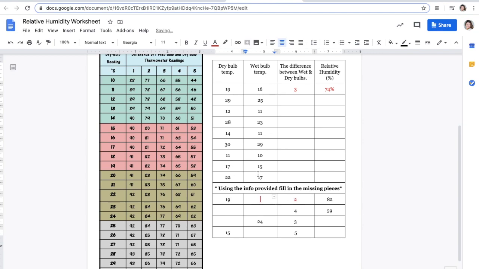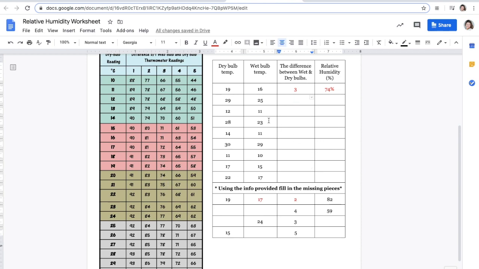Now I need to figure out, okay, 19 minus what number gets me a difference of 2? Well, if I take 19 minus 2, my answer would be 17. Let's double check that. Is 19 minus 17 2? Yep. And when I go to 19 in the dry bulb column and I go over 2 columns or rows, do we get to 82%? Yes, I do. So I know that this answer is correct. So by watching this video, you got 4 free answers, and you should know how to watch the Brain Pop video and use this chart.